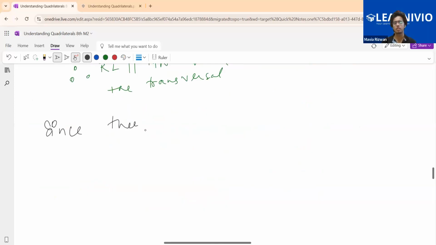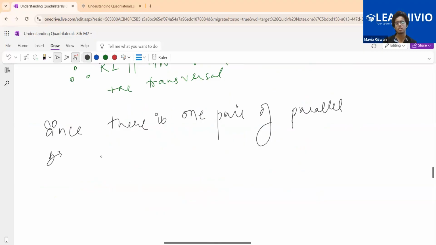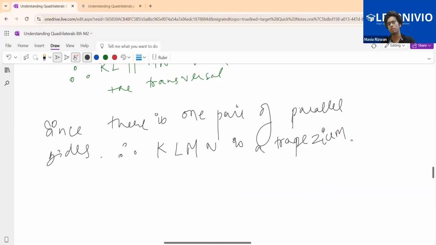since there is one pair of parallel sides, therefore KLMN is a trapezium. Okay, so for a trapezium, what do we need to prove? We need to prove that there is one pair of parallel sides. Okay, how did we do that?